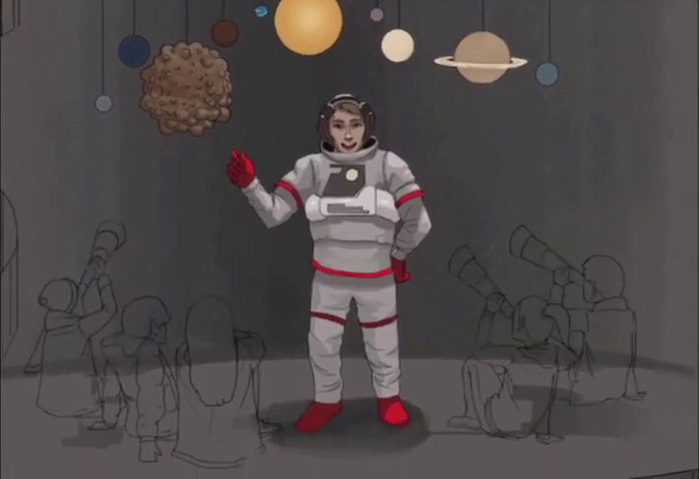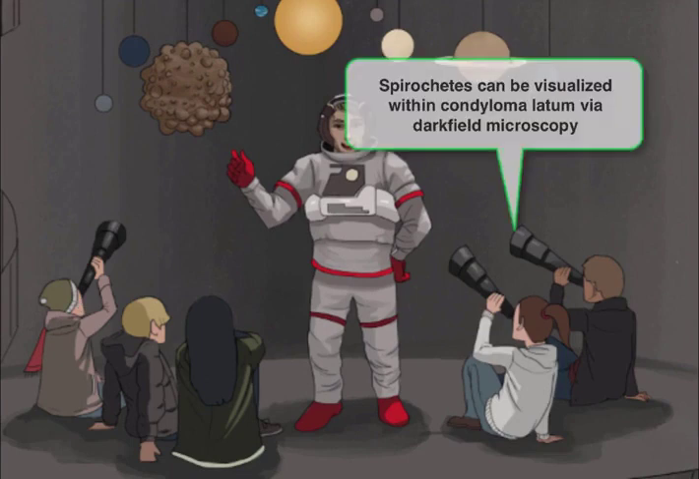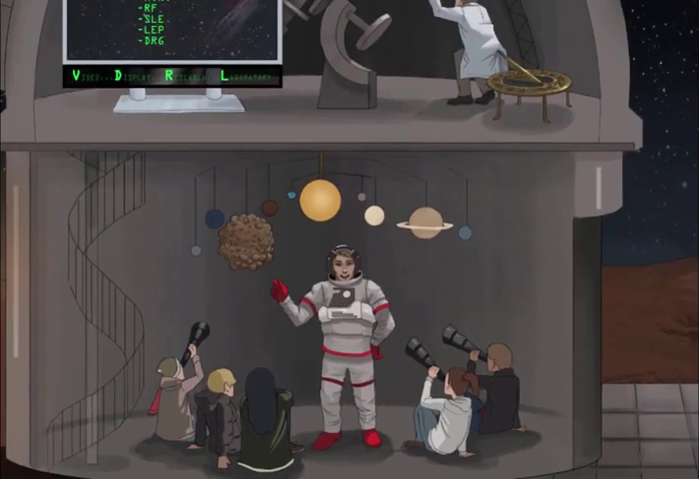You'll notice the kids listening to the talk have telescopes in their hands. This is to symbolize that you can visualize the spirochetes within the Condyloma lata via dark field microscopy. Notice the telescopes are dark. So there are several other symptoms in this stage. However, the two we mentioned, the rash and the Condyloma lata, are the most important by far.